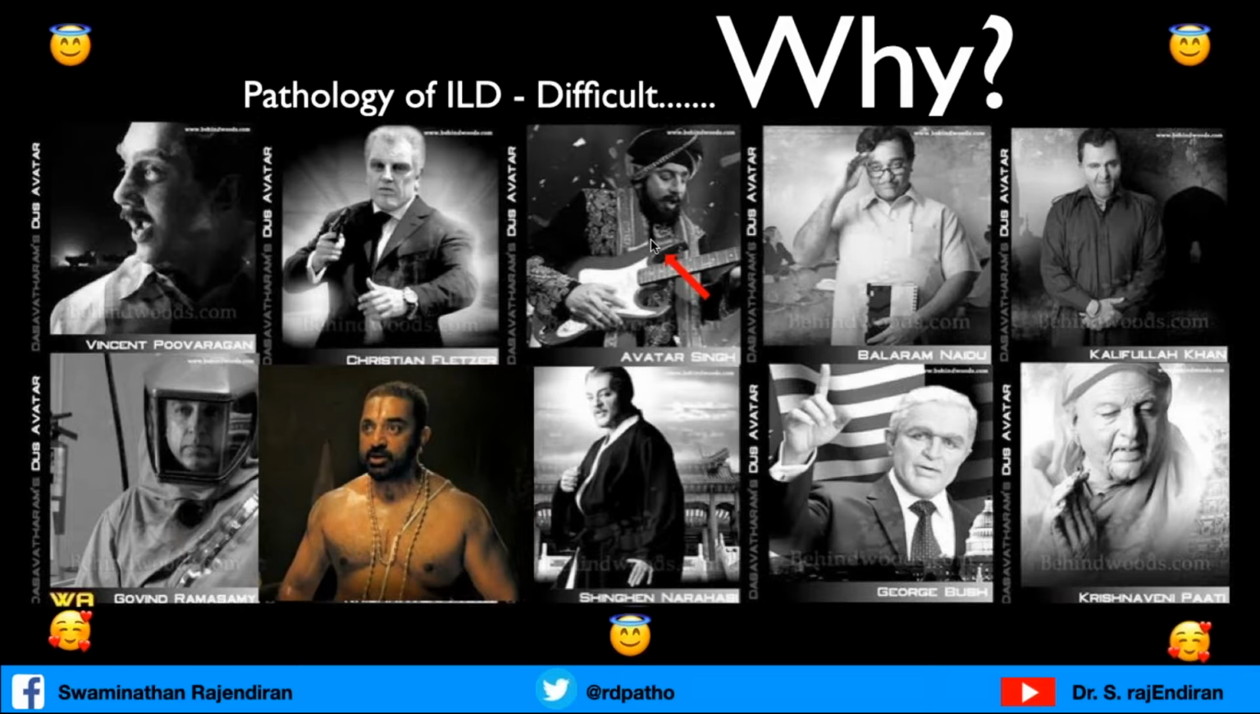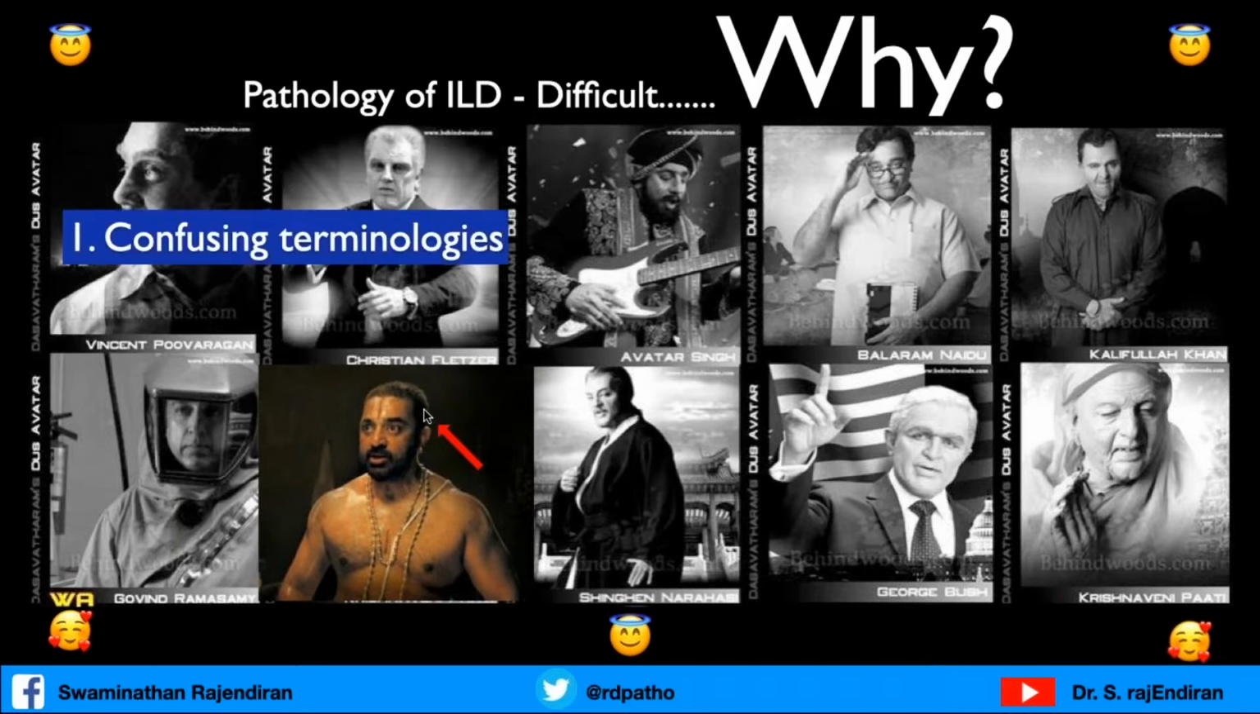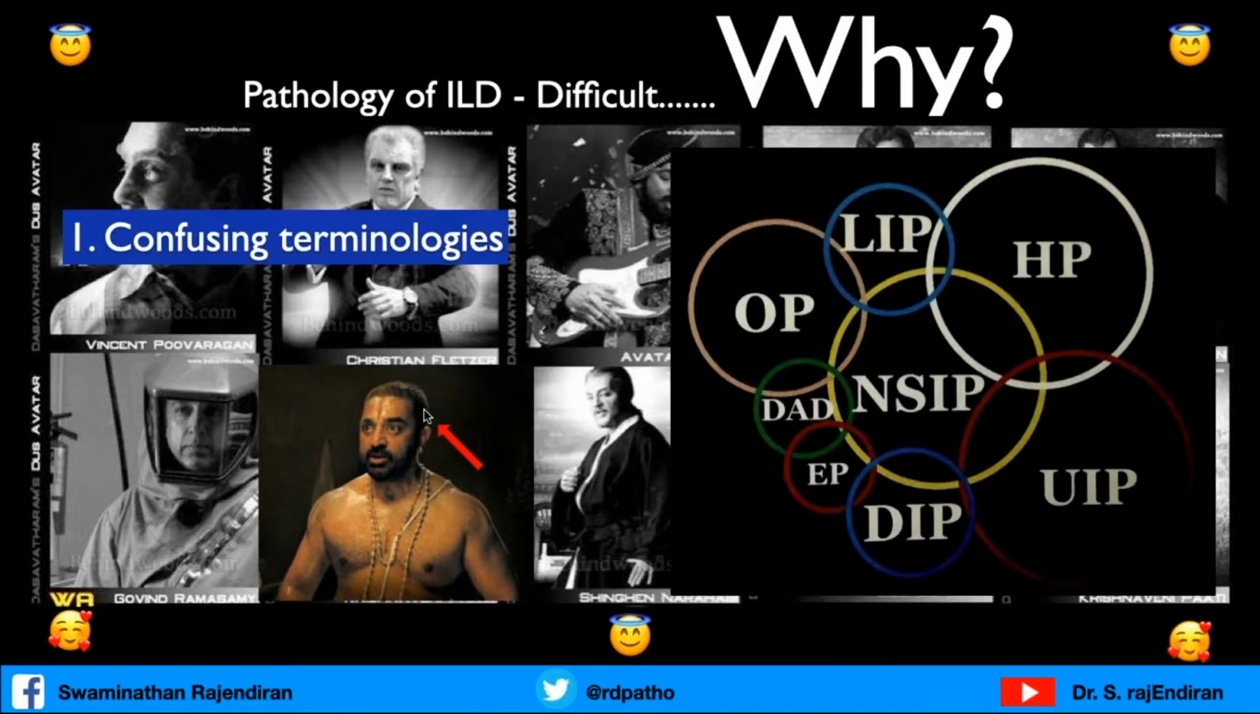I think you all saw the movie Dasavatharam, where Kamal Haasan is in 10 forms. It's very difficult to know which Kamal Haasan is which. No, in the movie it is easy to say which Kamal Haasan is playing which part, but it is hard to believe that they are all the same person. Like that, they have confusing terminologies.